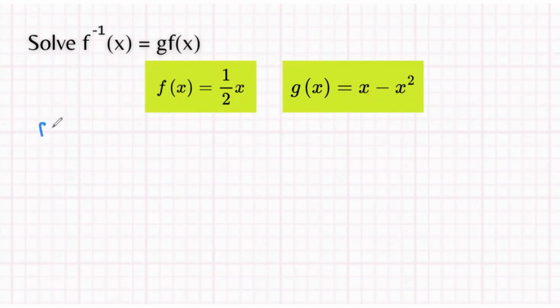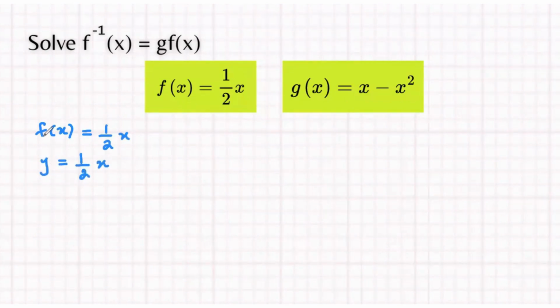So f of x is given as 1 over 2x. So you begin with replacing f of x with y. So y equals 1 over 2x. Right now, y is the subject of the equation. So to find the inverse, we have to make x the subject.